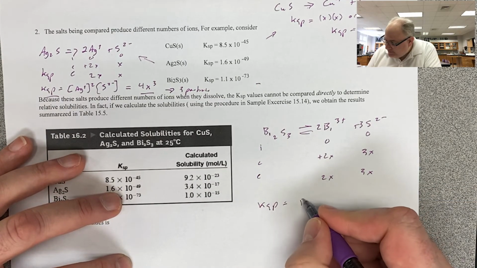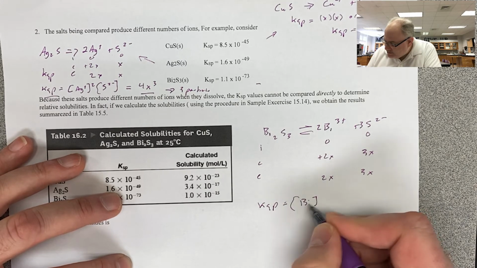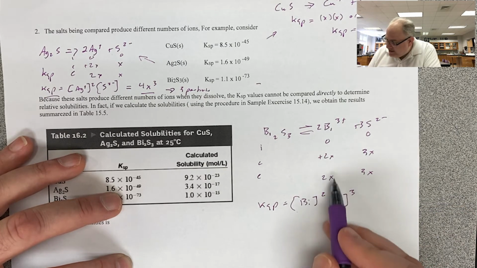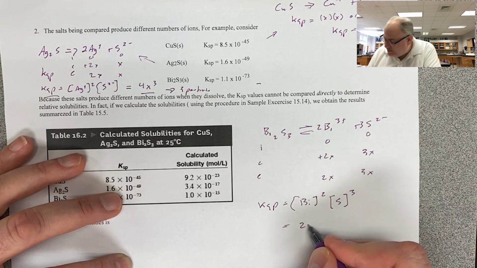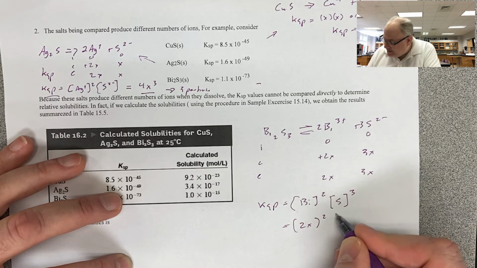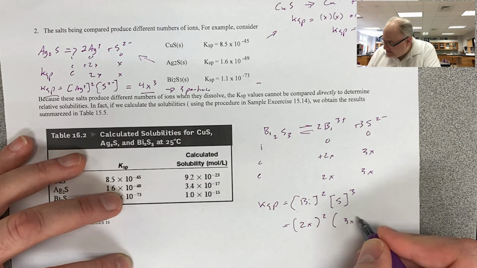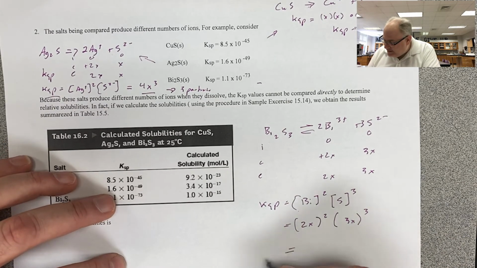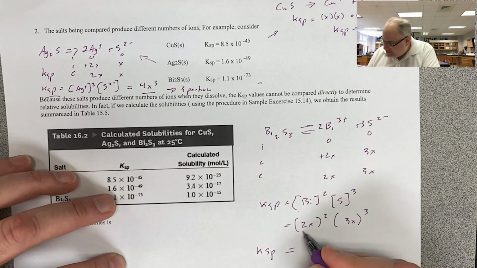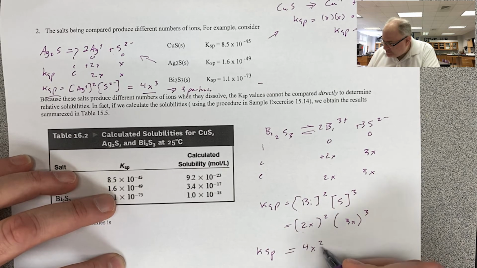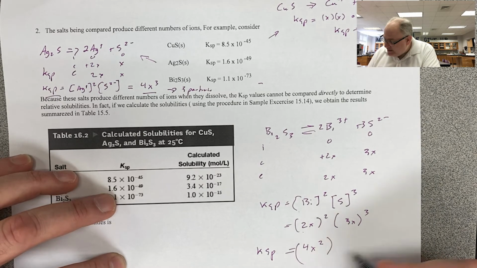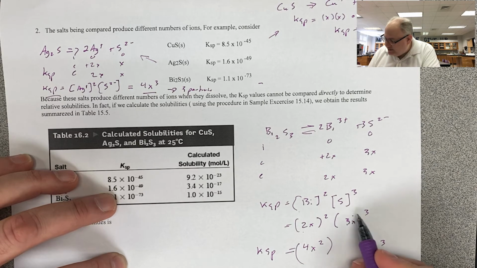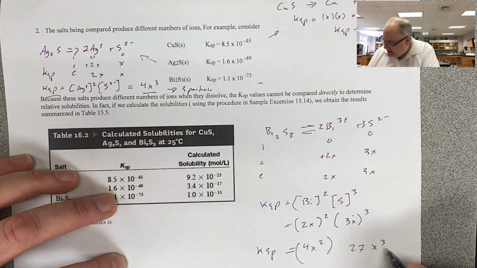And if we did a Ksp problem for this, we'd end up with Bi squared times S cubed. But we'd have to put these values into here, right? So if we put these values in, we're going to end up with (2x) squared times (3x) cubed. Now, I don't want to spoil the fun for this, but if we did the actual mathematics, (2x) squared is going to be easy enough. Isn't that 4x squared? Here, we're going to have a cube, but wouldn't that be 3 times 3 times 3? Wouldn't that be 27x cubed?